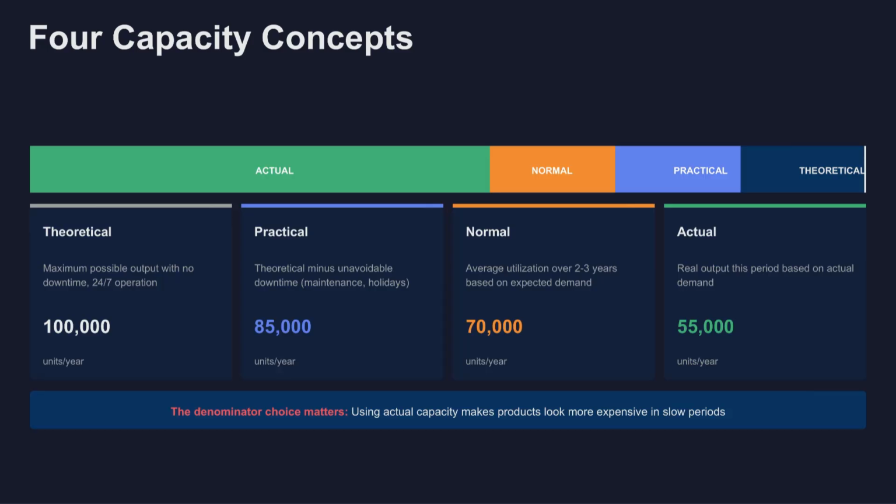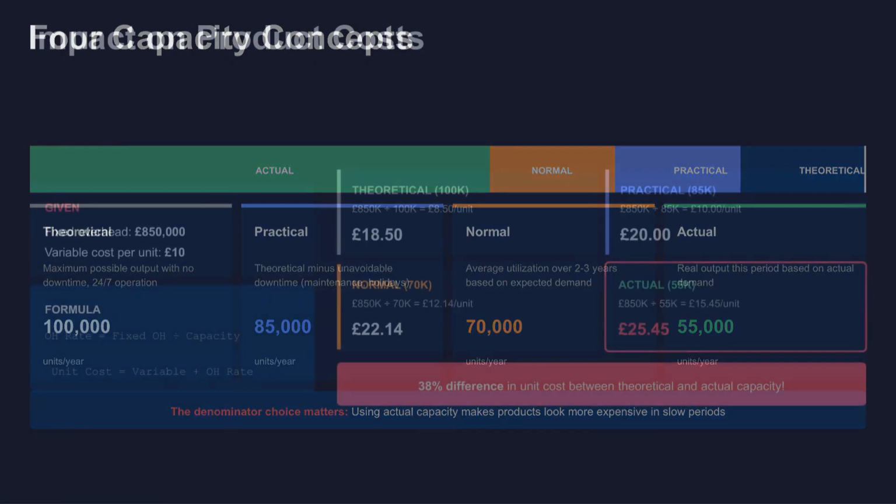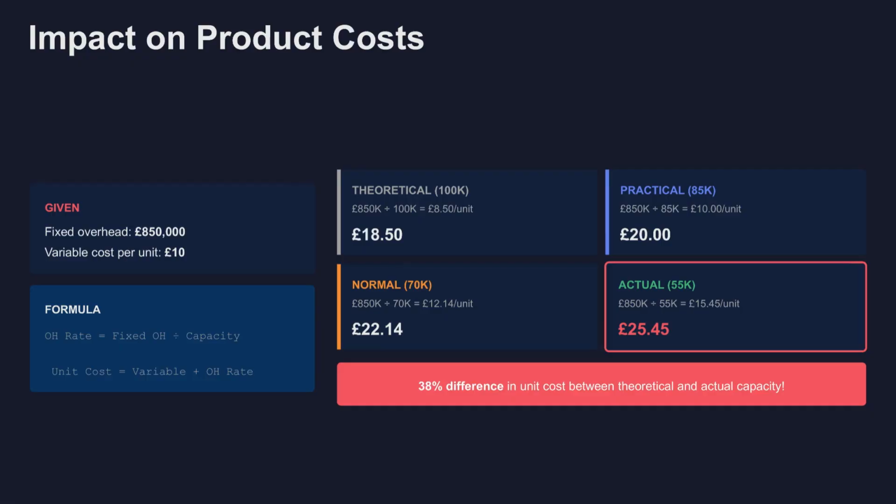The choice of capacity level directly impacts the fixed overhead rate per unit. The higher the denominator, capacity, the lower the cost per unit, which affects inventory valuation, gross margin, and pricing decisions. This analysis shows how fixed overhead and variable costs interact across different capacity scenarios. It compares theoretical, practical, normal, and actual capacities, illustrating rising unit costs, with the actual scenario emphasized to display a striking 38% cost difference.